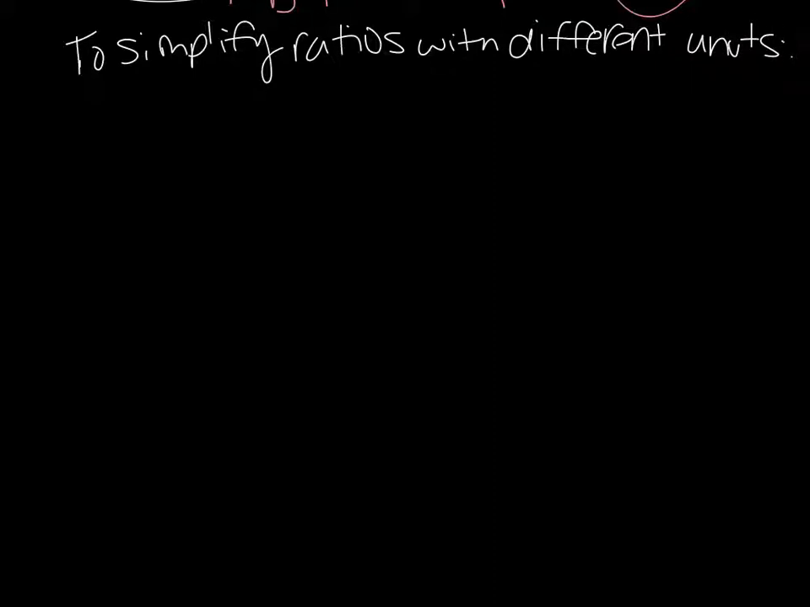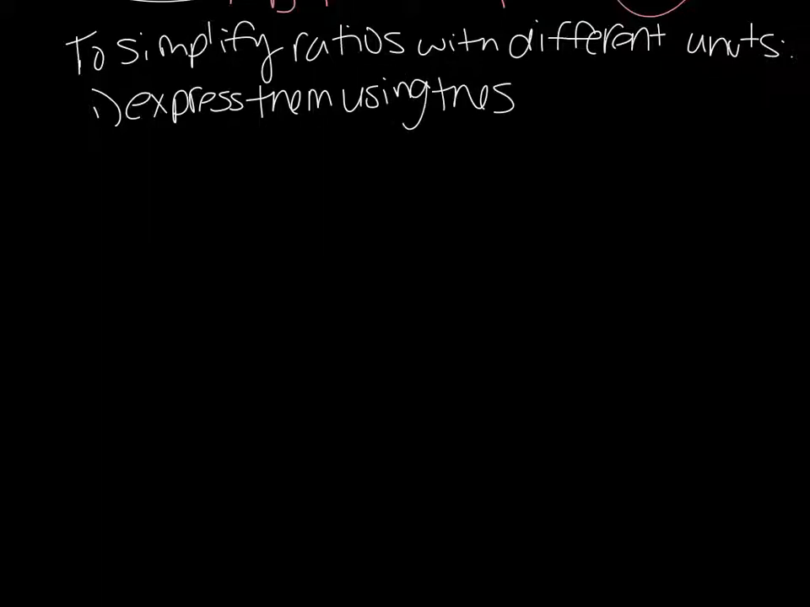So if I'm talking about a ratio, days to hours, I can't really compare the 2 because they're completely different units. So the first thing I have to do is express them using the same unit, and we'll talk about how to do that. Once I have them in the same unit, so maybe both are all in days or all in hours, then I can write and simplify my ratio.